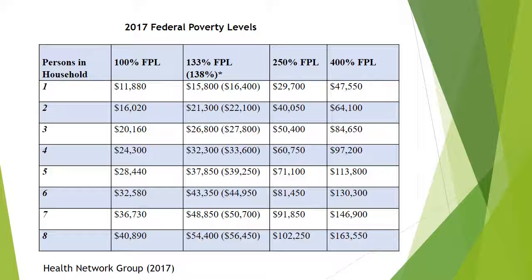This is a chart of the 2017 federal poverty levels. Please note that Medicaid expansion allows people with an income of up to 138% above the federal poverty level to have access to health care via Medicaid.